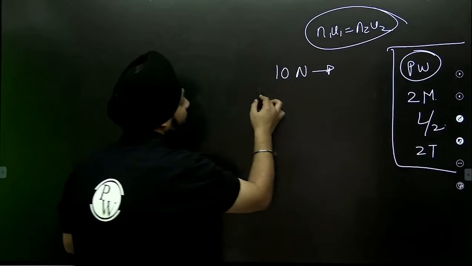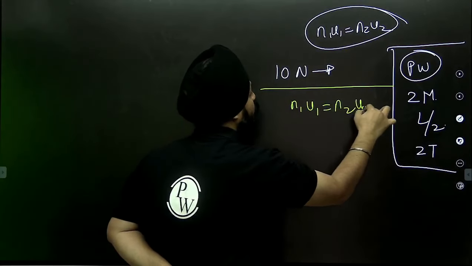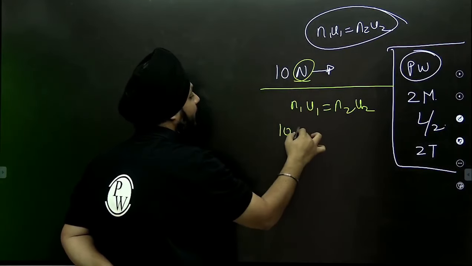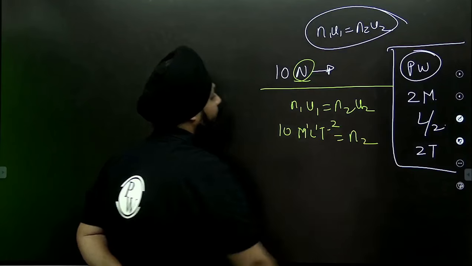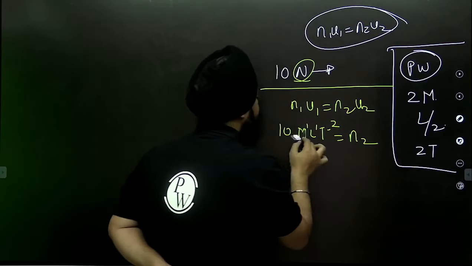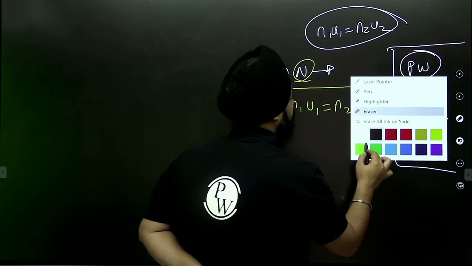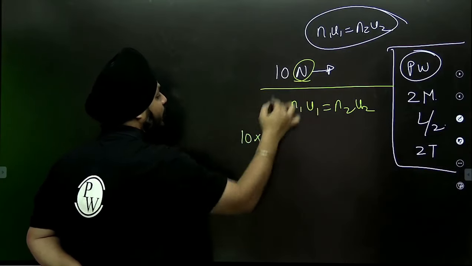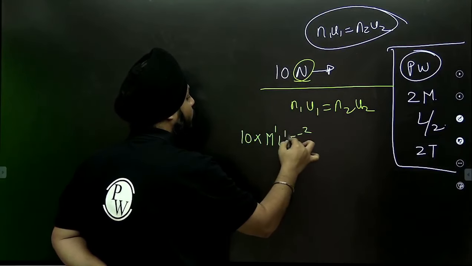See, we are going to use the same formula. This is N1 U1 = N2 U2, right? N1 is 10. U1, can I write the dimensional formula of Newton? M1 L1 T minus 2. Now we need to calculate N2 in this new unit system. I need some space to solve this. See, N1 is 10. Newton, I'm writing it as a dimensional formula M1 L1 T minus 2.